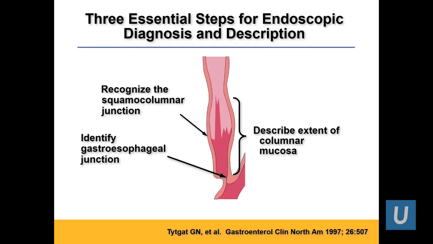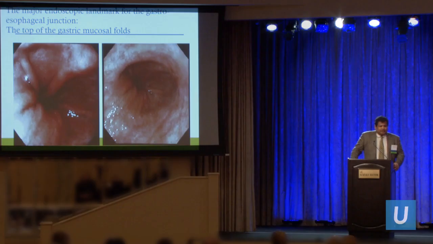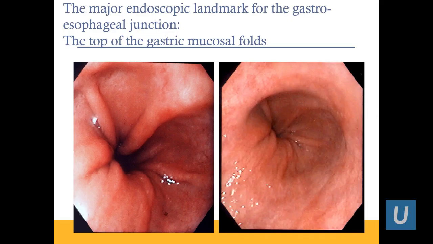So it's important to know where the gastroesophageal junction is, recognize where the SCJ is, and then describe the length, typically using the Prague criteria, which I'll get to. So how do you tell where the G junction is? It's where the gastric folds end. So suction the stomach down, and then you'll see from the esophagus where the folds end. That's where the folds end. You can see right there on the photo on the left at the top, that's where the G junction is. And you can see it there as well, okay?